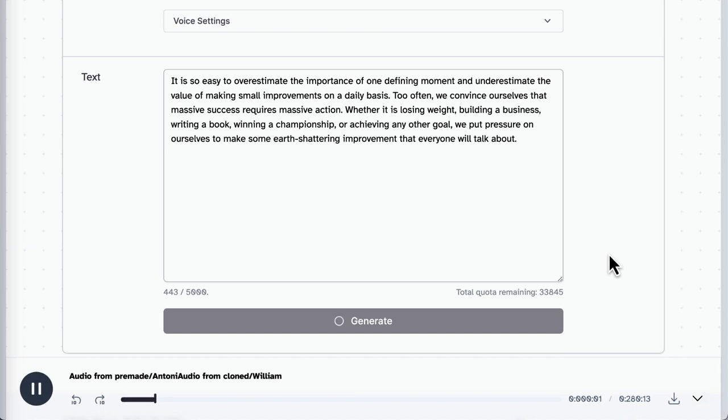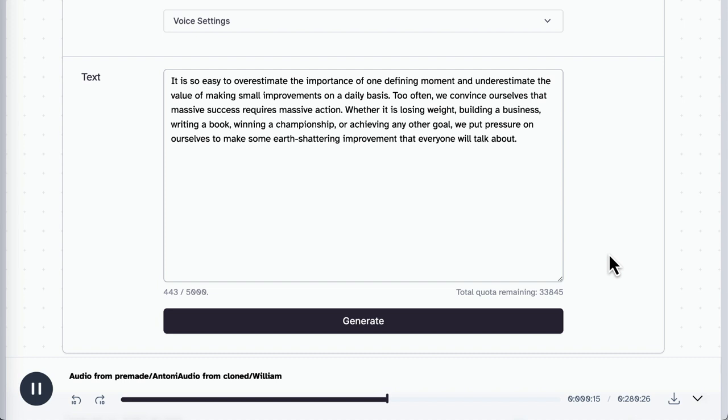It is so easy to overestimate the importance of one defining moment and underestimate the value of making small improvements on a daily basis. Too often, we convince ourselves that massive success requires massive action, whether it is losing weight, building a business, writing a book, winning a championship, or achieving any other goal. We put pressure on ourselves to make some earth-shattering improvement that everyone will talk about.